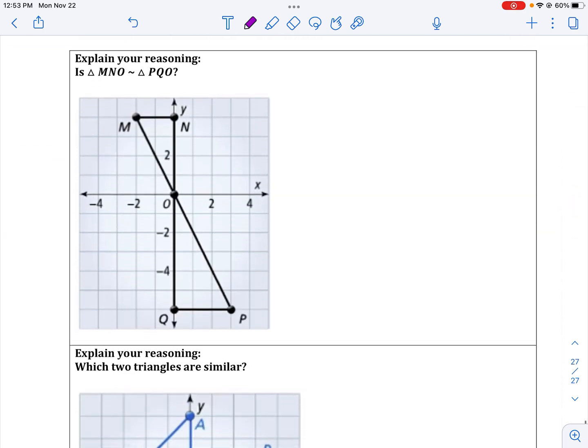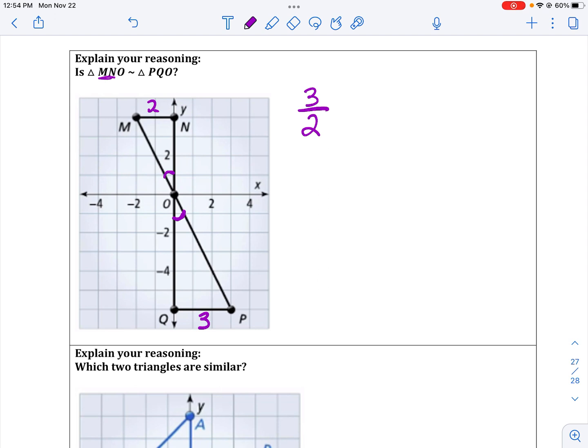So explain our reasoning of why these two triangles are similar. Well, first of all, I have vertical angles, which are congruent. Okay, these should be parallel, but we're not given that they're parallel, so we can't assume. So let's look at MN. Side MN is 2. Side PQ is 3. So image over original. Since MNO is listed first, that means it's the original. Triangle PQO is listed second, so that is the image. So my scale factor should be 3 over 2.